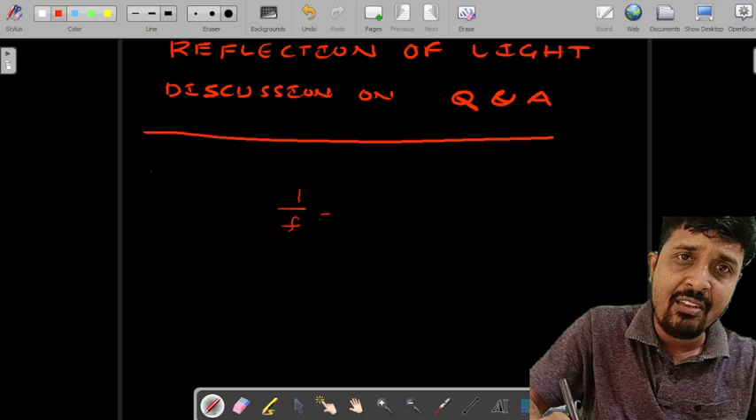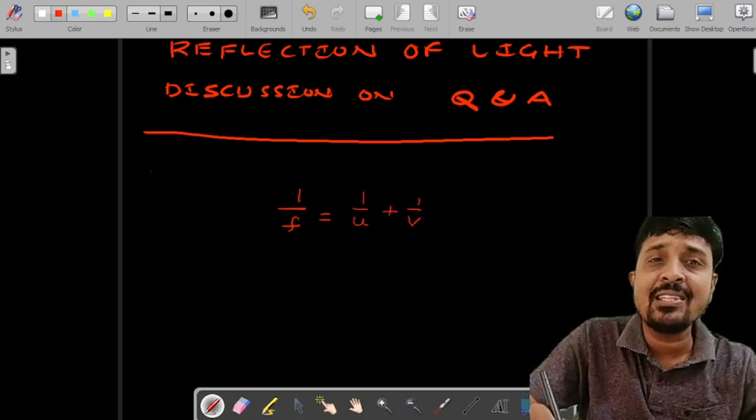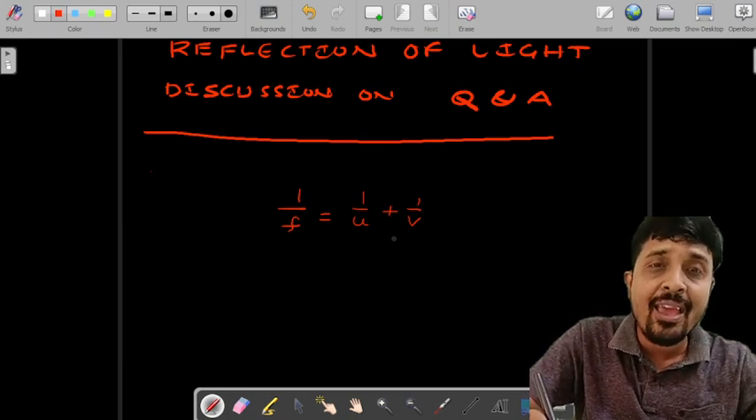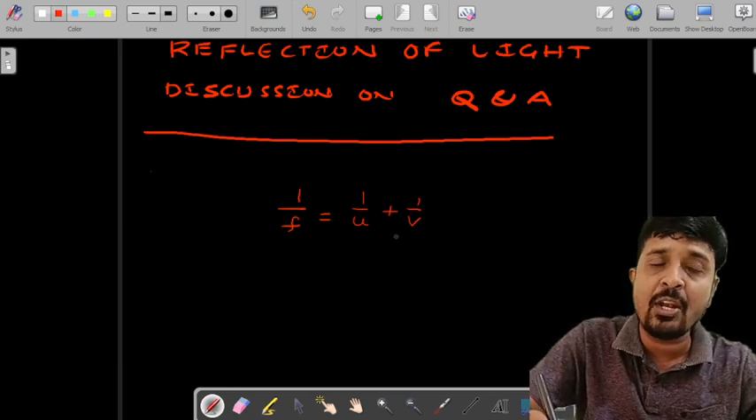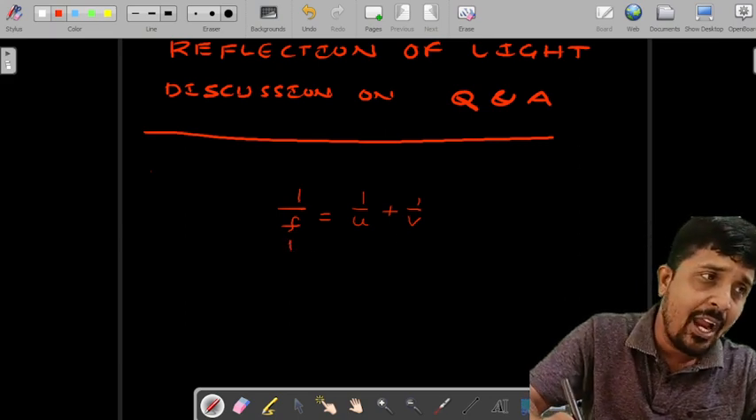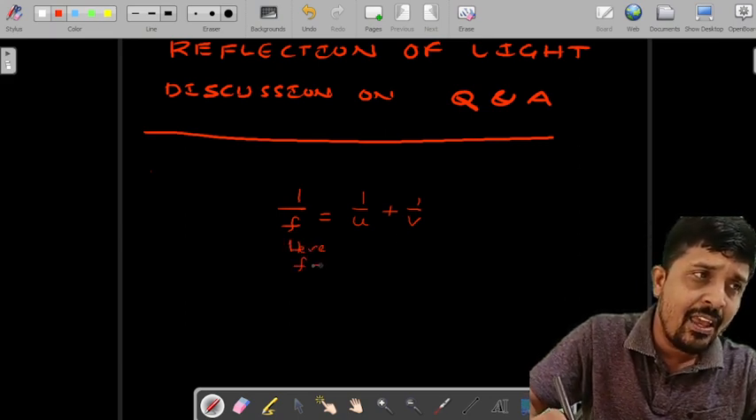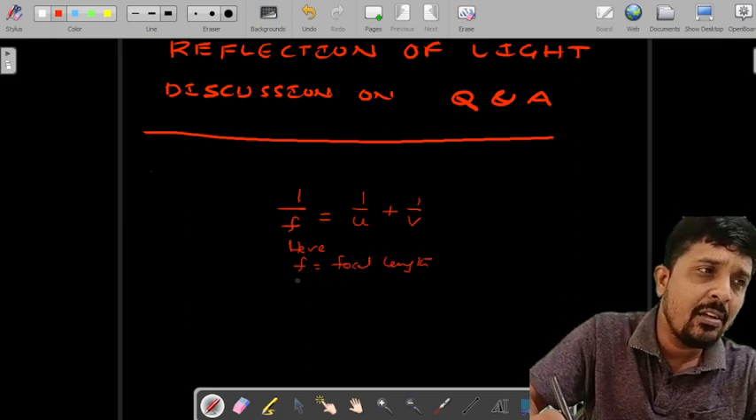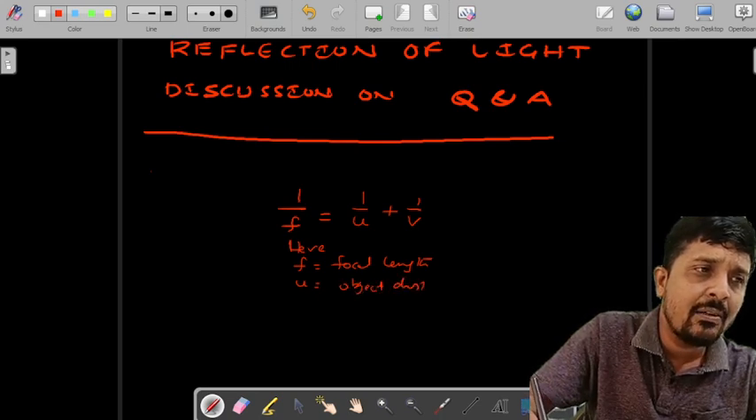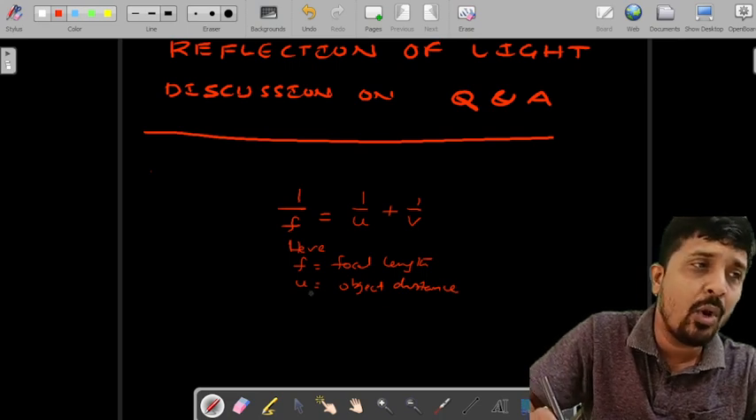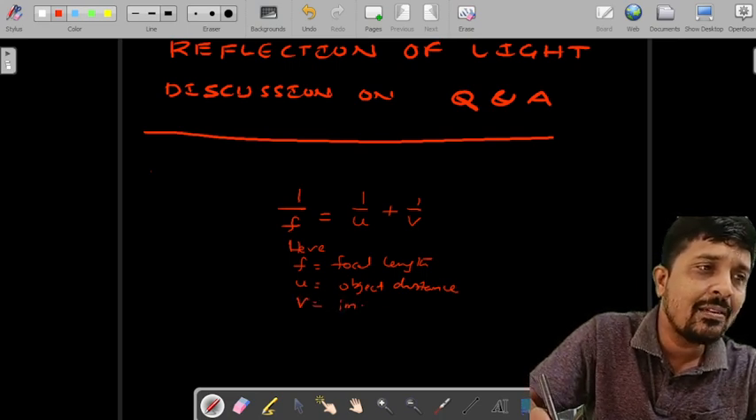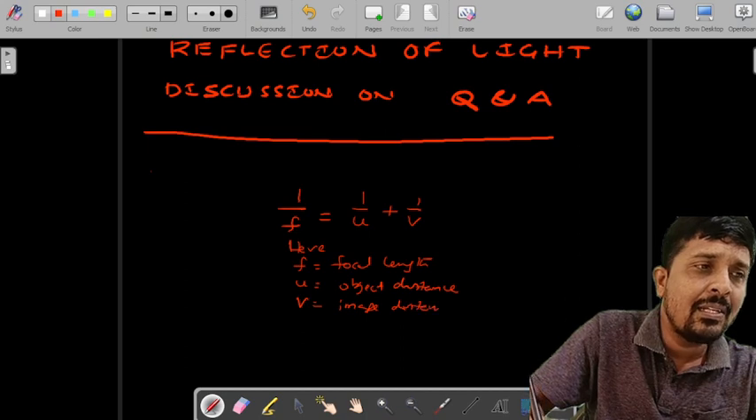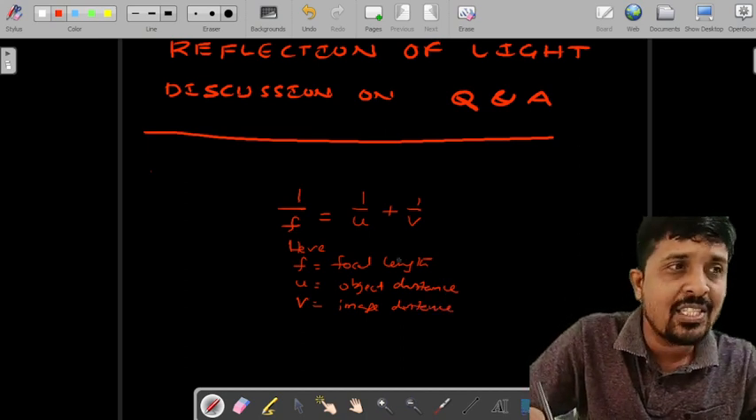1 by f equals 1 by u plus 1 by v is called the mirror formula. Here f is called the focal length, u is the object distance from the pole, and v is the image distance from the pole. Okay, so this is the mirror formula.